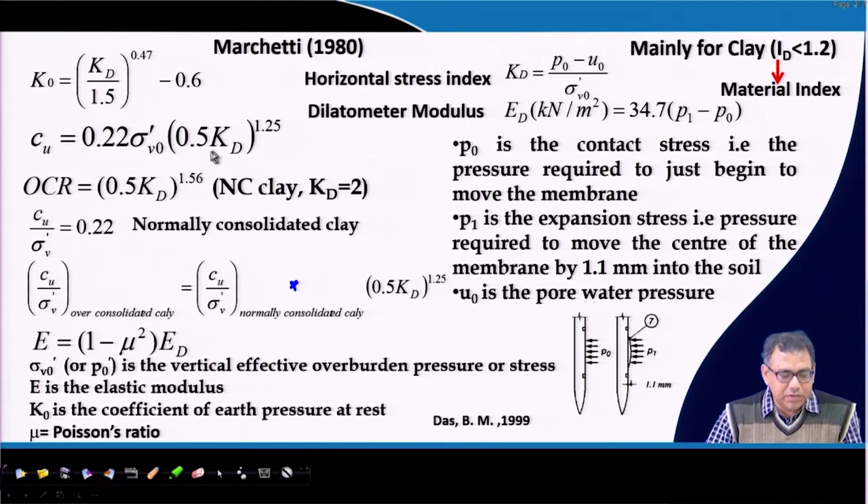So, this Cu, depending upon the Kd value, I can get whether it is an over consolidated soil or a normally consolidated soil. So, if it is a normally consolidated clay, directly I can use these expressions, and for over consolidated soil I have to use these expressions.